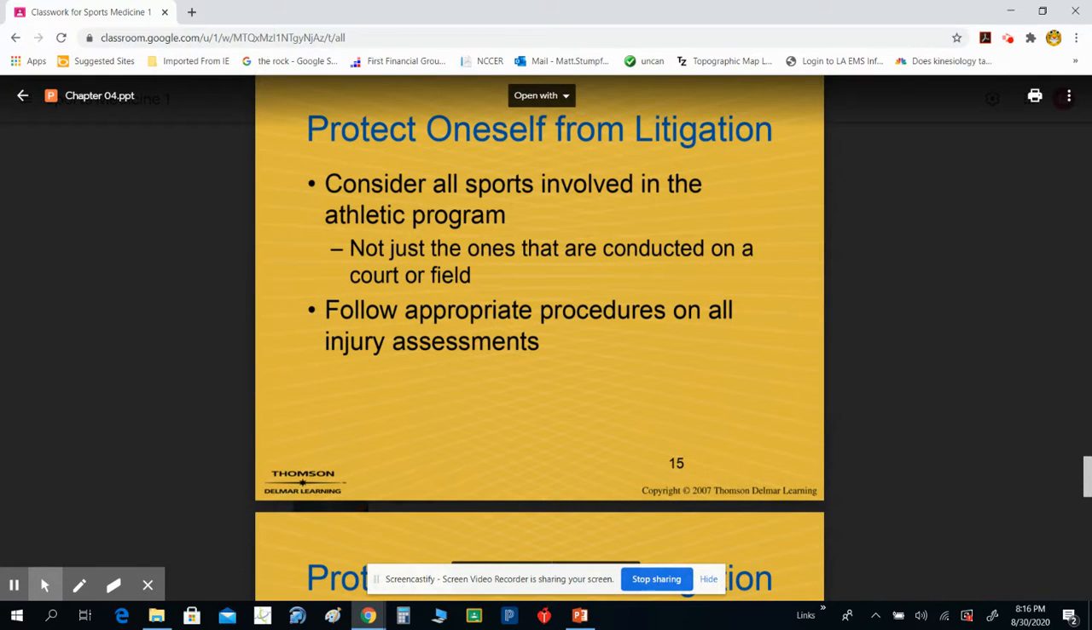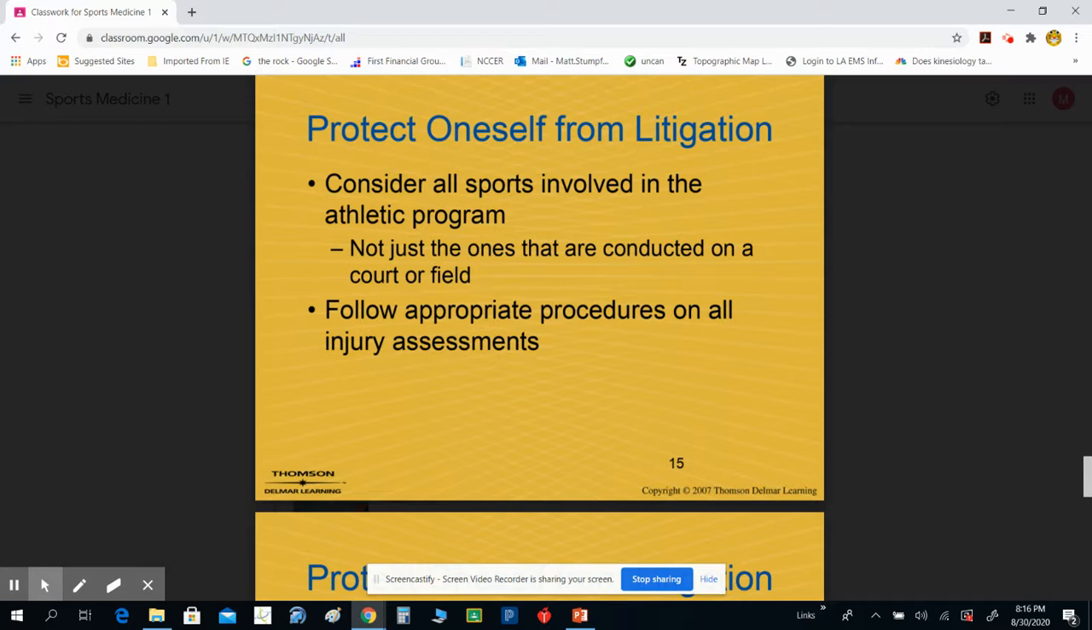Consider all sports involved in the athletic program, not just the ones that are conducted on a court or field. You don't want to discriminate against one sport or another just because you don't cover their practices. Can I make cross-country athletes be second-class citizens just because they are cross-country athletes and I don't usually cover their practice? Or golf. Does a golfer deserve the same care as a first-string football player? And the answer is yes. Yes, he does. So we cannot get ourselves in that football's the only important thing mentality. I've seen that happen before. It's a good way to get sued.